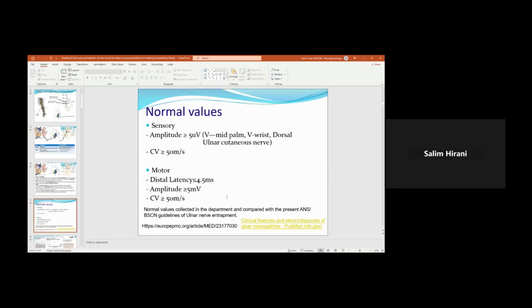They have published their guidelines as well, which actually have a lot of loopholes, and now they are working on it.